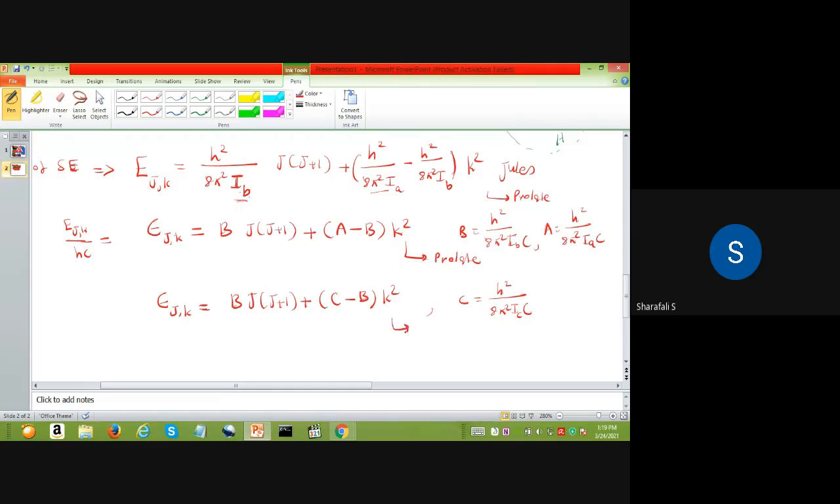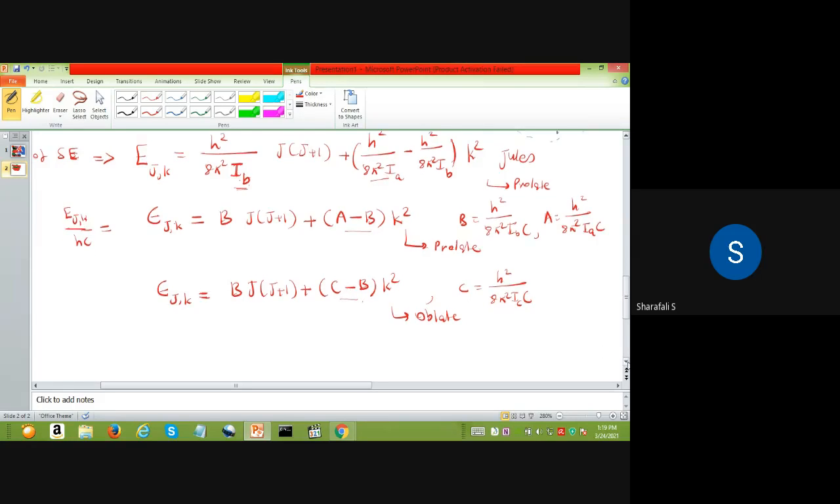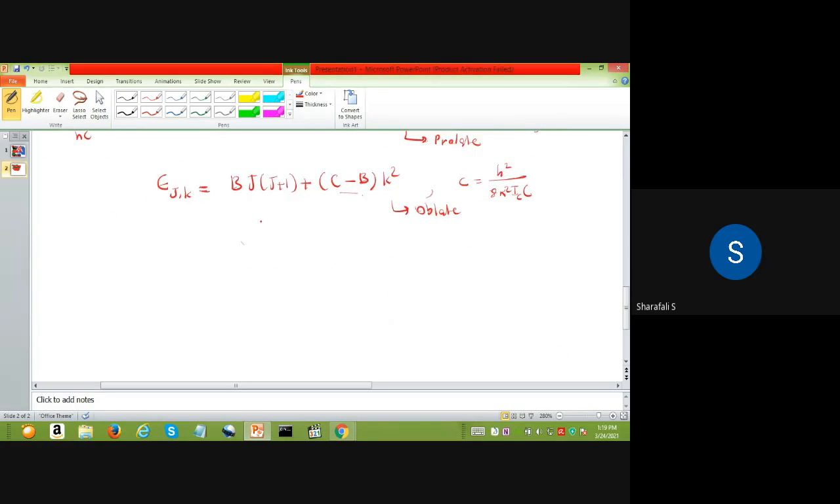So this is for the oblate case. And remember that here we have A minus B, and here we have C minus B. It has some importance that I will discuss in the following explanation. So this is the condition for prolate and oblate energy levels.